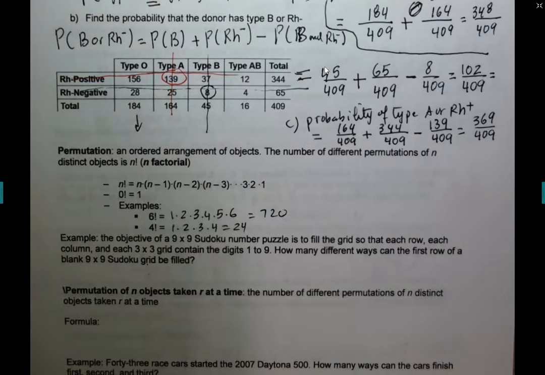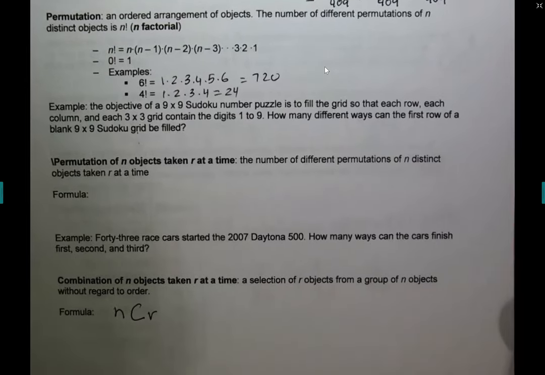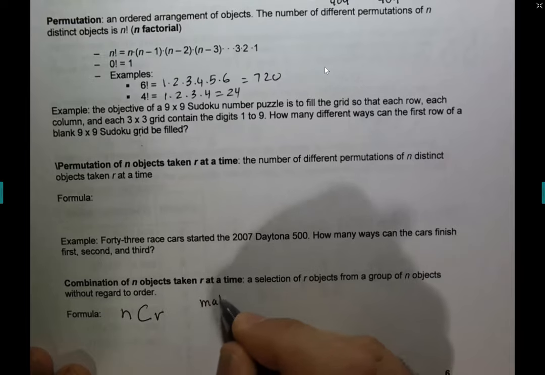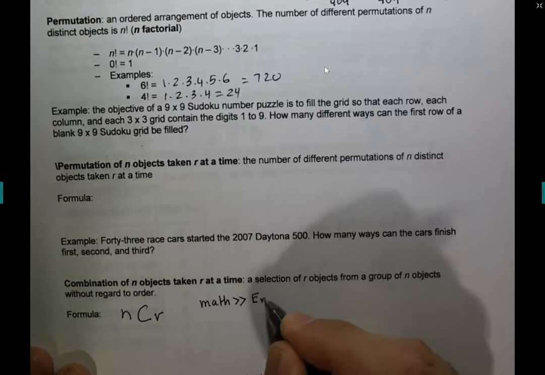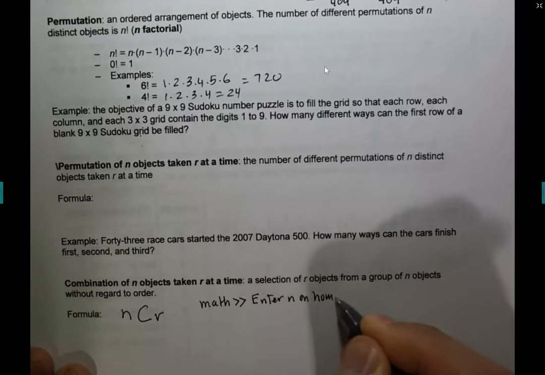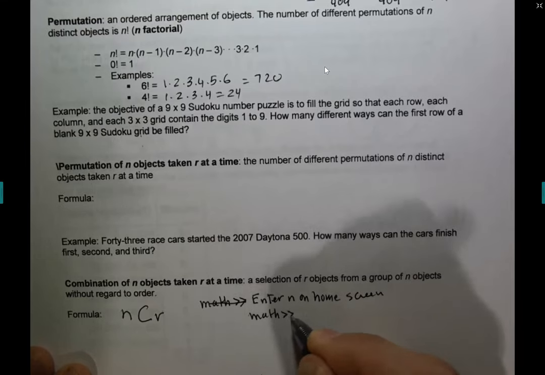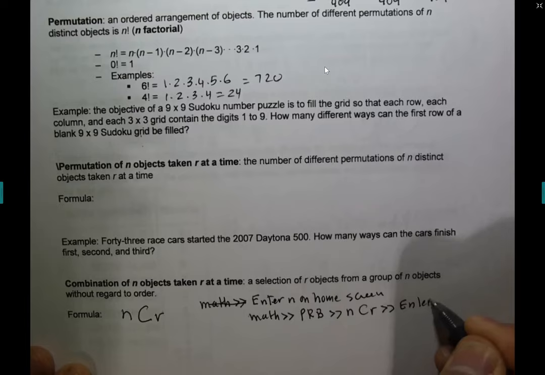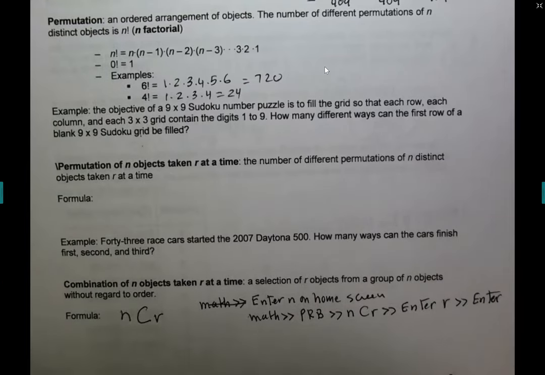Okay. So for a combination, this is the formula, guys. It's called NCR. I'm going to write it down, show it to you. You see, it says without regard of order, the order is not important. And for the calculator, you just go to math. And you just enter N on the home screen. Enter N on home screen first. Math. Then PRB, then NCR, and then enter R, and then enter. This is how you get the answer for NCR.